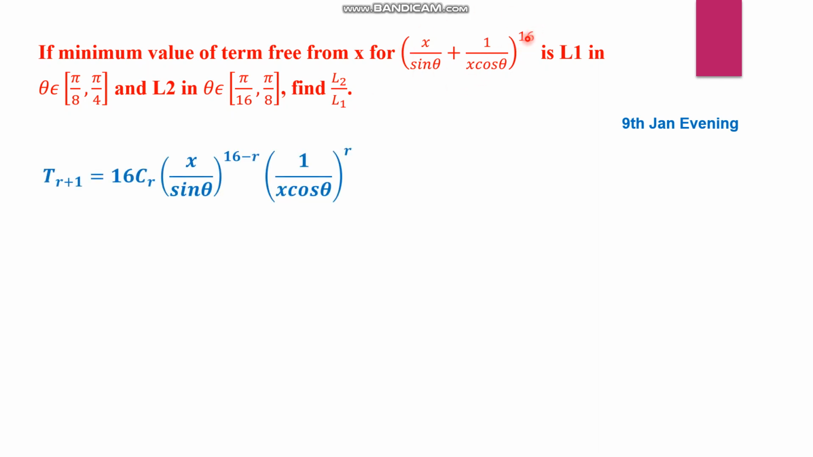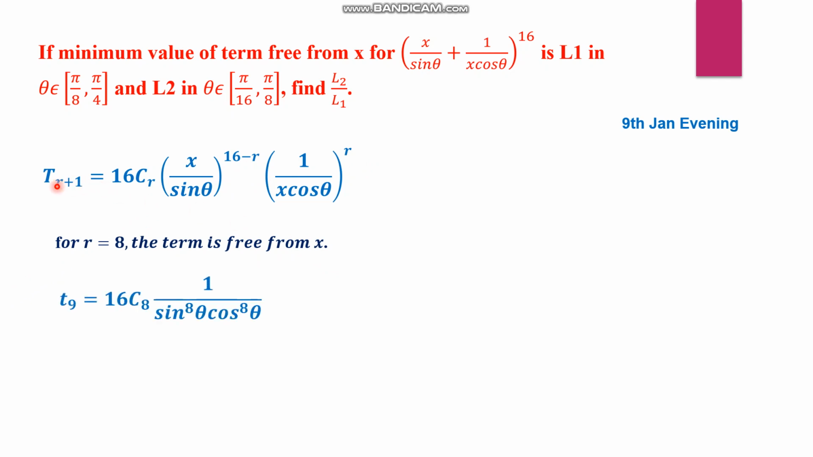Now, if you want to find the general term, what happens? Here n is 16, the first term is x by sine theta, and the second term is 1 by x cos theta. So the general term is 16cr, (x by sine theta) to the power 16 minus r, (1 by x cos theta) to the power r. So if you put r is equal to 8, we are going to get a term which is free from x. So the term will be t9, r is 8, so it is t9, and the term is 16c8.